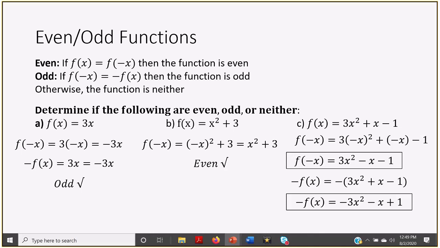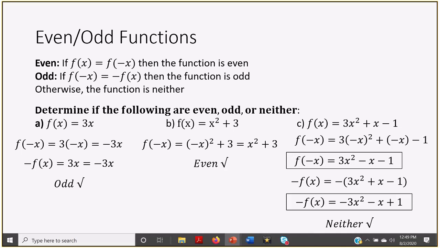This is not even. So now I take that result, negative f of x, compare it to my f of negative x. So these are the two boxed functions that I'm comparing. I don't care about my original function anymore. We see that they are not exactly equal, and so it is neither.